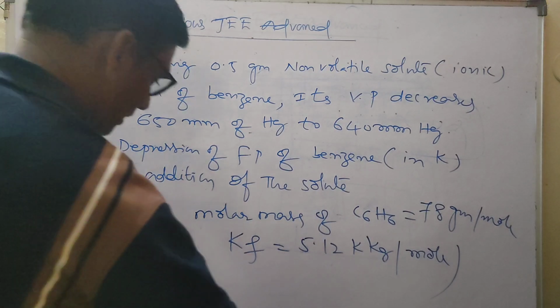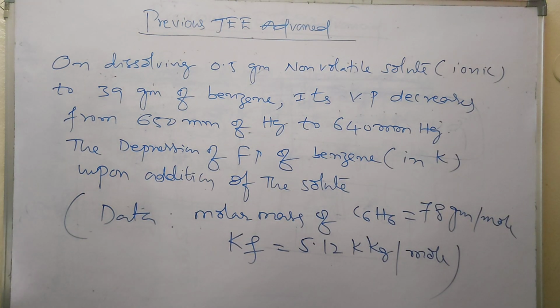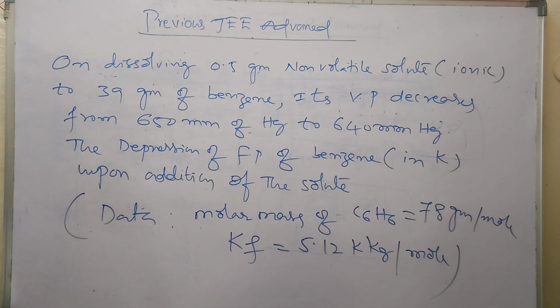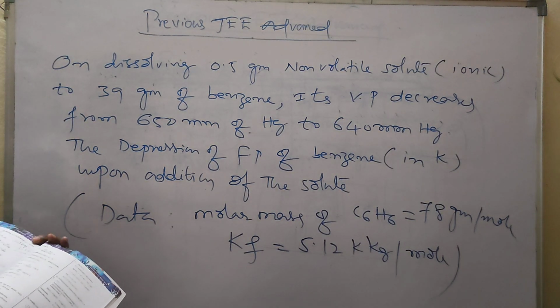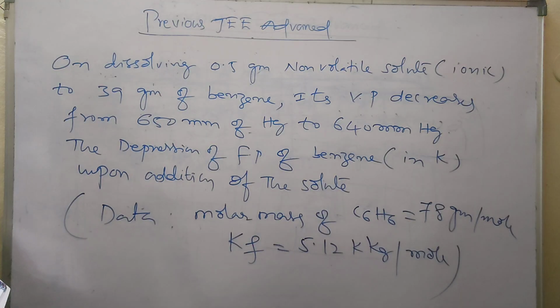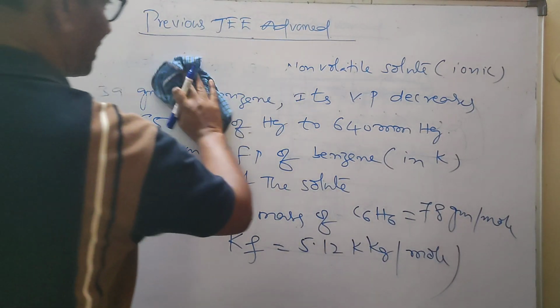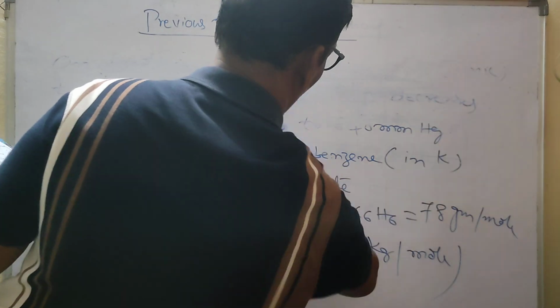How to do it? How to start? Here I am using Raoult's law. Just now we have discussed Raoult's law. On the basis of Raoult's law, we can get the equation, and finally we take the relationship also. Now I am erasing this one. Now I am going to start. You just see here how to do this problem.